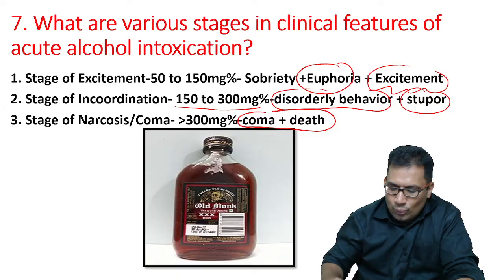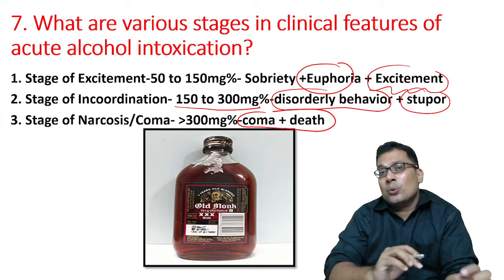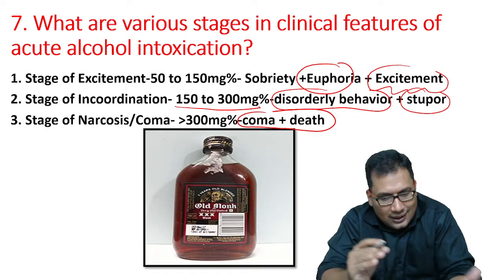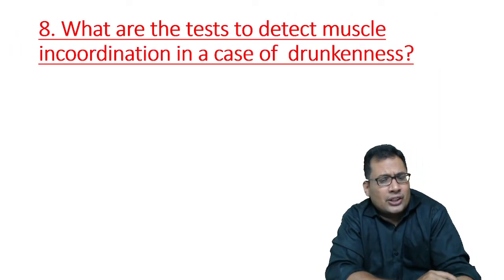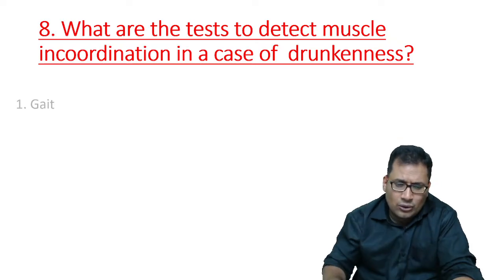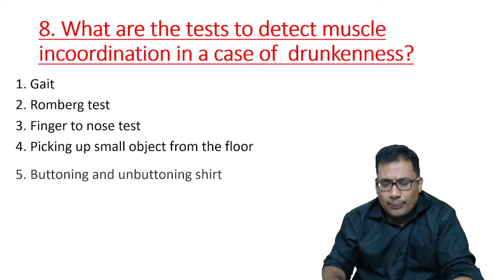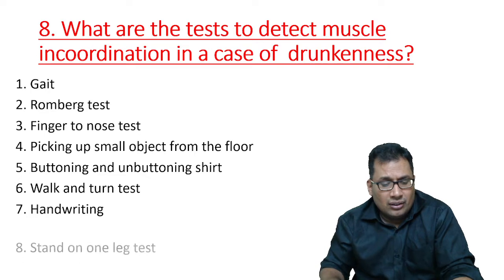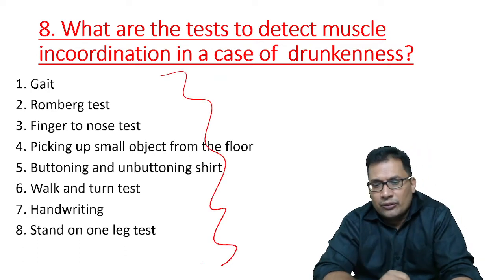The question can be asked, what is McEwan's sign? McEwan's sign is a test to differentiate alcoholic coma from coma due to other causes. What are the tests to detect muscle incoordination in case of drunkenness? As we discussed before: gait, Romberg test, finger to nose test, buttoning and unbuttoning shirt, walk and turn test, handwriting, stand on one leg test. All these are the tests to detect incoordination of muscles in case of drunkenness.